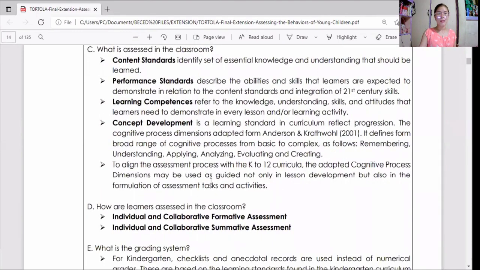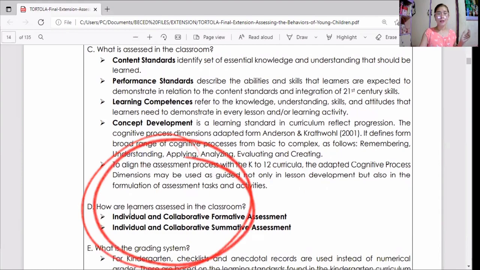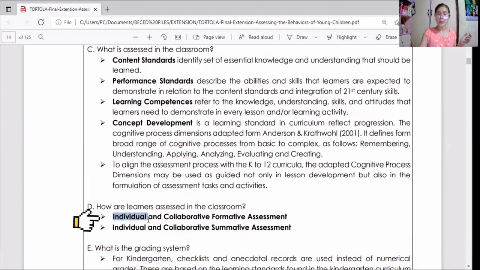And then, let's proceed. How are learners assessed in the classroom? That is how they assess inside the classroom. It's either individual, or collaborative formative assessment or group assessment. Or it can be individual or collaborative summative assessment. When we say formative assessment, it happens after our lesson.